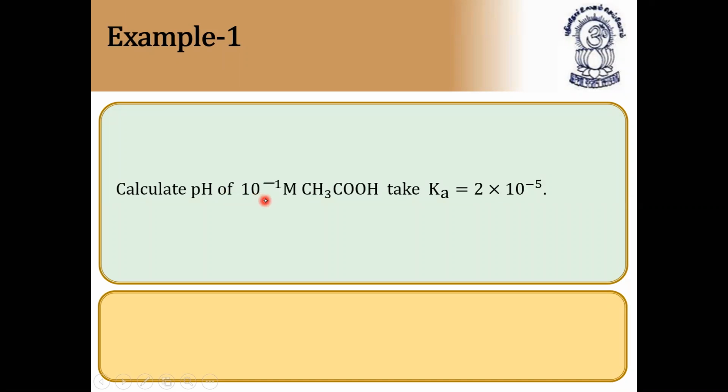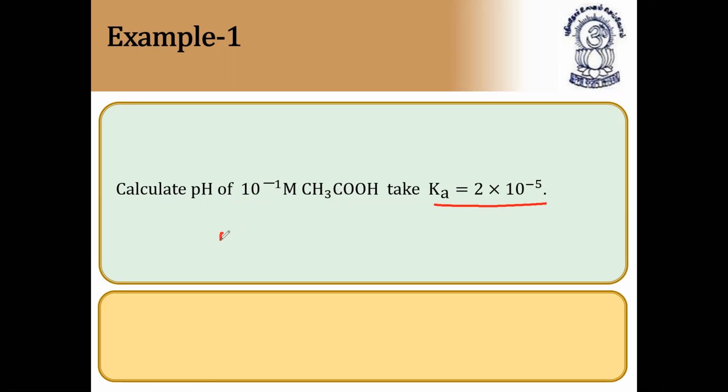Next, calculate the pH of 10 to the power of minus 1 molar acetic acid. Take Ka equal to 2 into 10 to the power of minus 5. So they have given the dissociation constant of the acid, that is acetic acid, as 2 into 10 to the power of minus 5, and they are asking us to find the pH value.